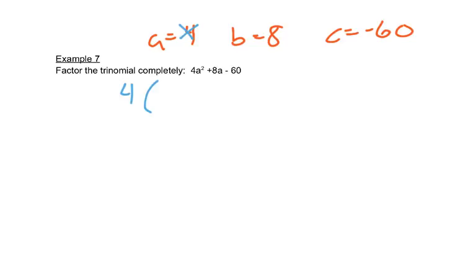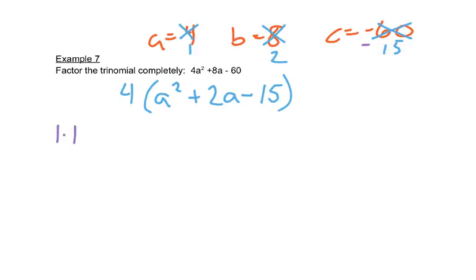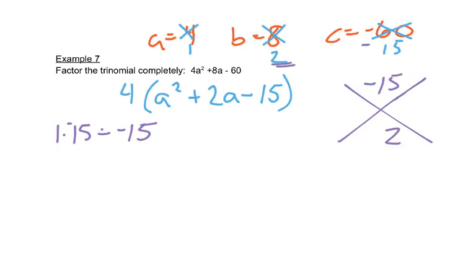That changes this. 4 divided by 4 is 1, so I would have a squared. 8 divided by 4 is 2, so I'd have plus 2a. And negative 60 divided by 4 is 15, so I'd have minus 15. Alright, so now we're ready to start with our A times C. So we have 1 times a negative 15, which is negative 15. So I'm trying to multiply to get negative 15, and I'm trying to add to get 2.